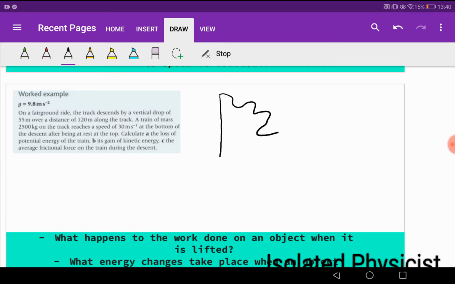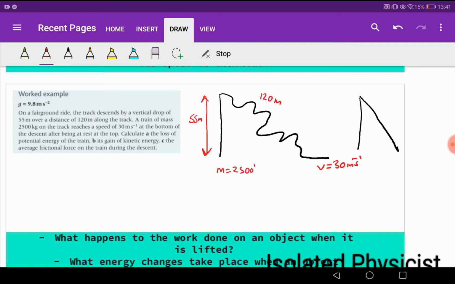So let's just do something fancy. It doesn't really matter what it is. It gets to the bottom. You could have a picture like this. This is what most people would draw. It doesn't really matter. What do we know? On the fairground ride, the track descends by a vertical drop of this, 55 metres. So this distance, the track length, is 120 metres. At the bottom, v is 30 metres per second. And its mass is 2,500 kilograms.